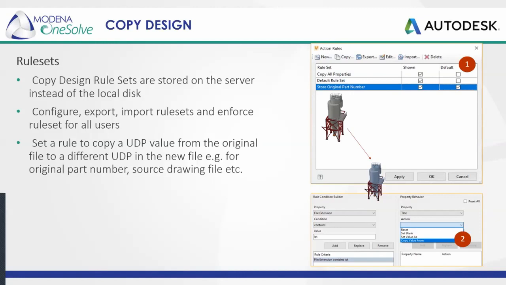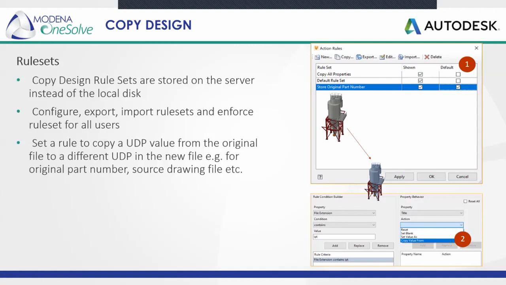Additionally, there's new functionality in copy design that makes it possible to copy property values from the original file to any user-defined property in the new file, for example, the original part number or source drawing file. On that, many companies have strict controls over properties and standards enforcement, and there is a need to restrict the user's ability to reuse part numbers and other file properties. Administrators are now able to enforce a specific action rule set for all users. These rule sets are managed by the administrators to enforce the desired copy design behavior.